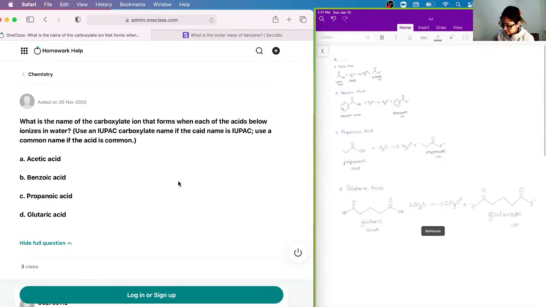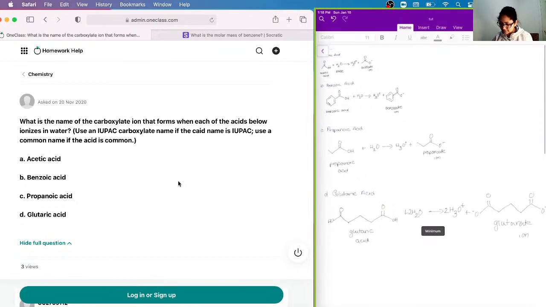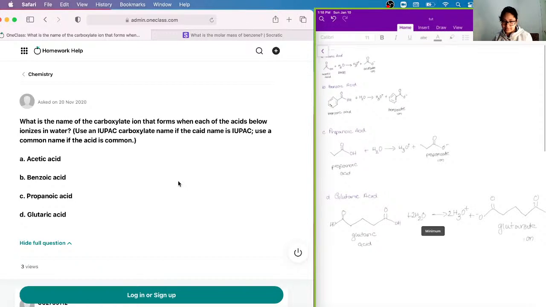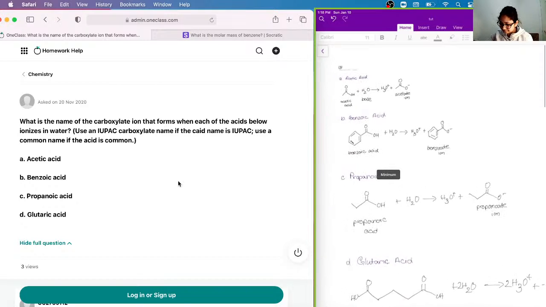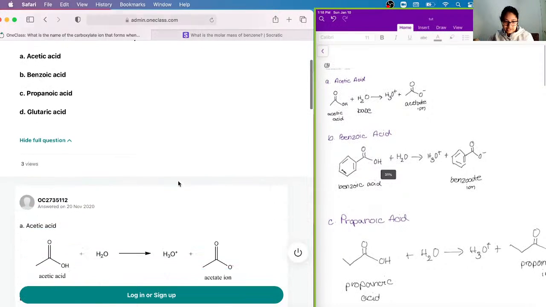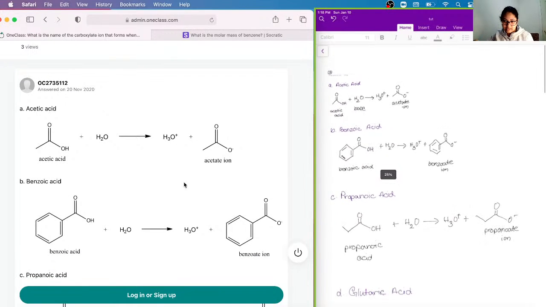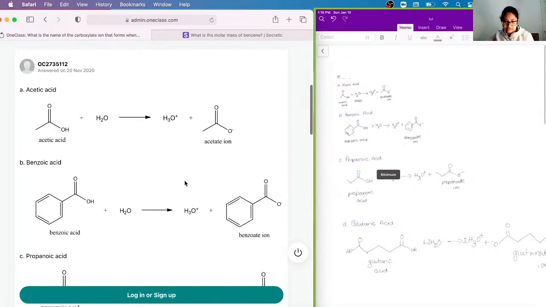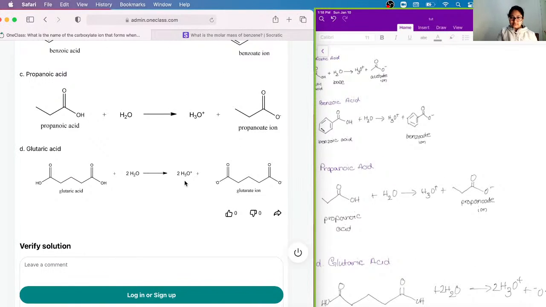And so you can see that these are the carboxylate ions that form when each of the acids below ionizes in water. We can see that this is the acetate ion, benzoate ion, propanoate ion, and glutarate ion.